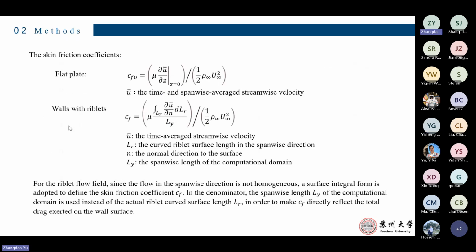The skin friction coefficients are computed as follows. For the riblet flow field, since the flow in the spanwise direction is not homogeneous, a surface integral form is adopted to define the skin friction coefficient. In the denominator, the spanwise length Ly of the computational domain is used instead of the actual riblet curved surface length Lr, in order to make the skin friction coefficients directly reflect the total drag exerted on the wall surface.